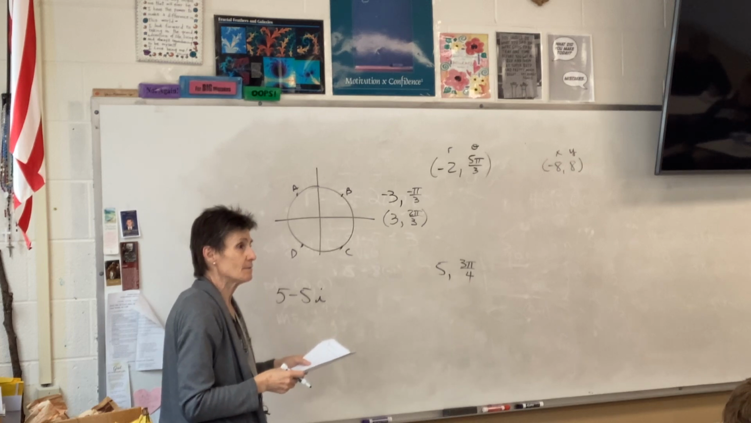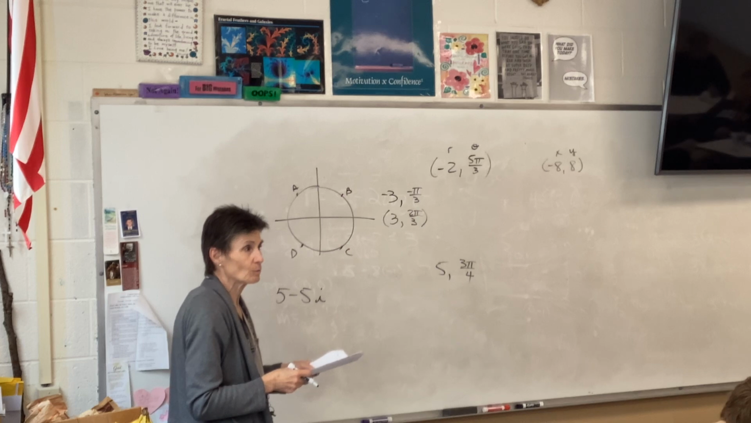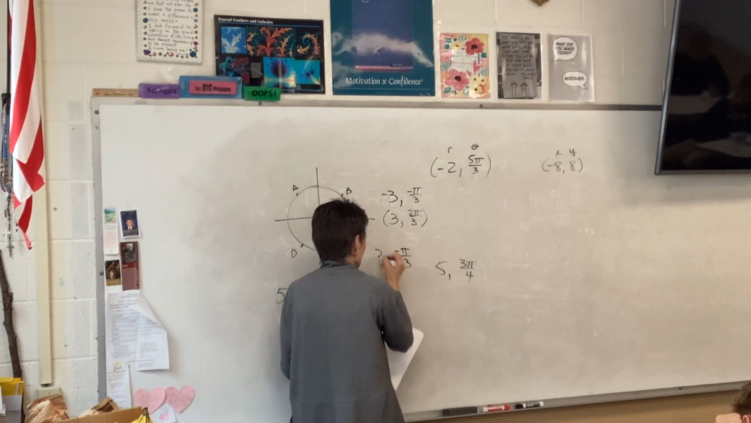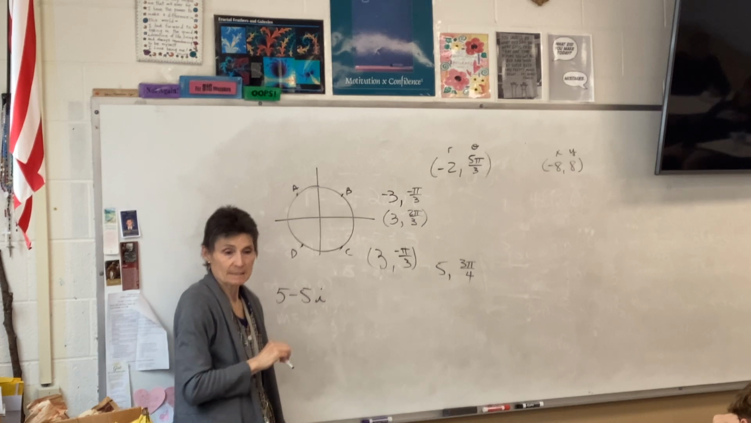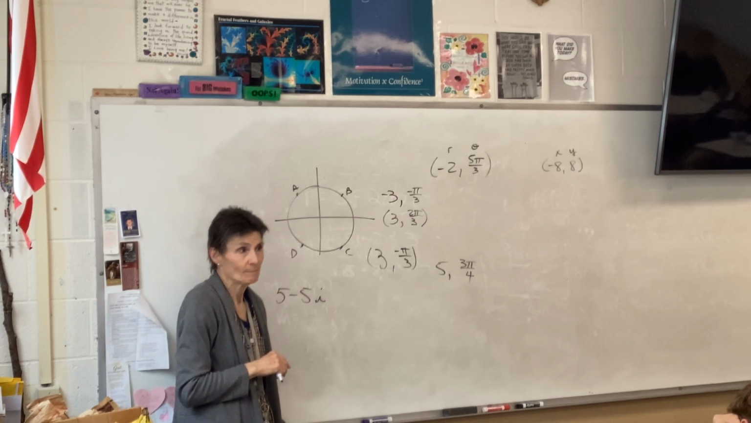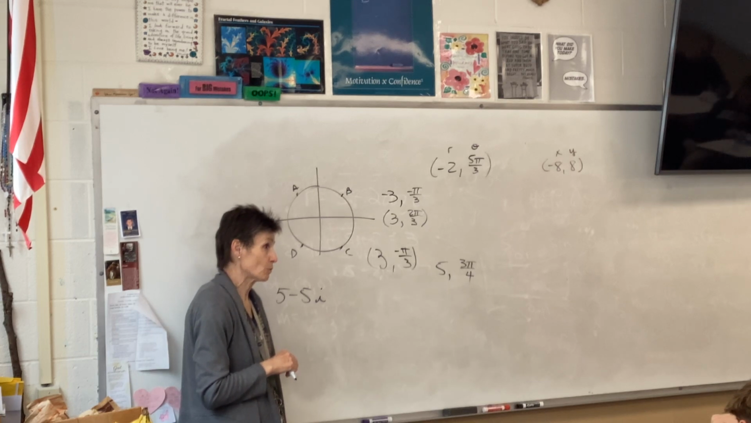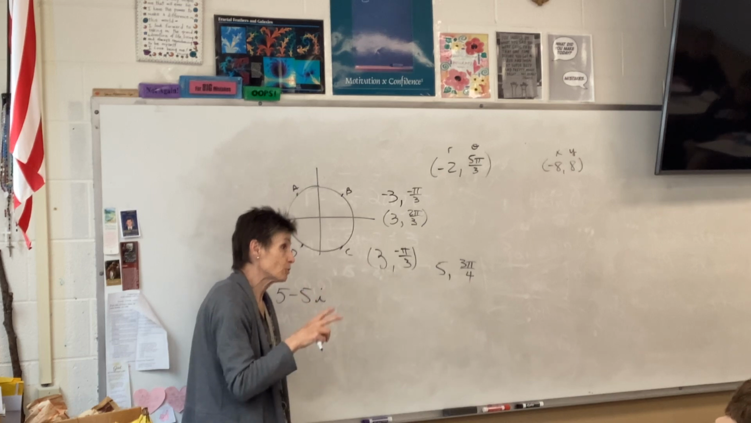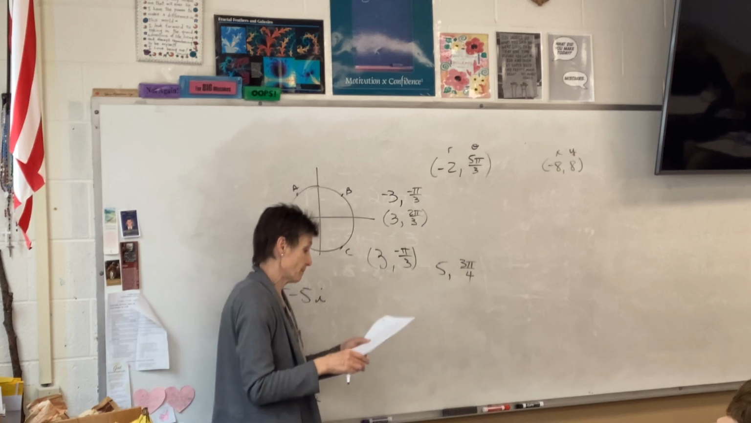What about negative 7 pi over 3? Negative 7 pi over 3 is more than once around, isn't it? So isn't it really at negative pi over 3? So that would be point C. Does anybody have a question about that? Why is that negative pi over 3? Because 7 pi over 3 is 2 1/3, so I have to take out 2 pi, right? So that leaves me with the negative 1/3.